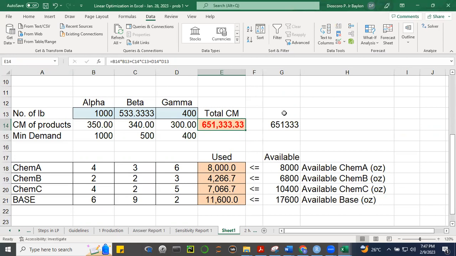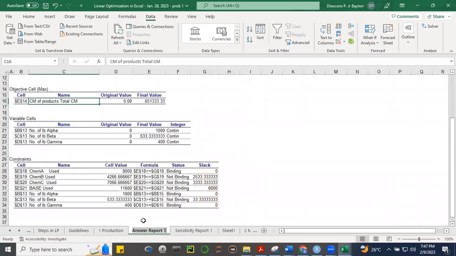This one, okay, total CM, and then CM of the product. It takes a look at labels, most probably related to this. So CM of the products, total CM. So that's what you find here. CM of the products, total CM. It's the intersection of those rows and columns.